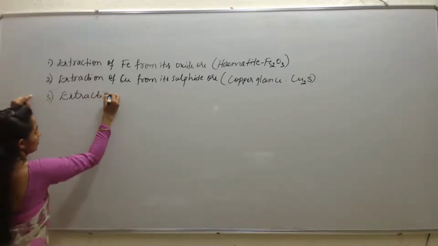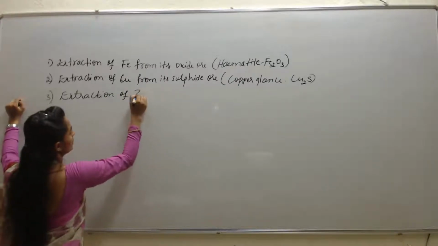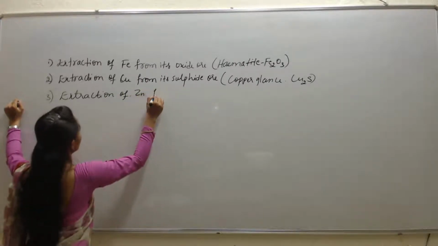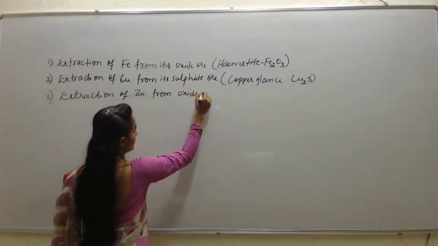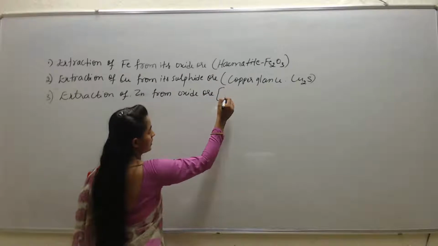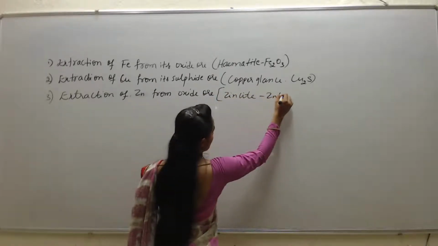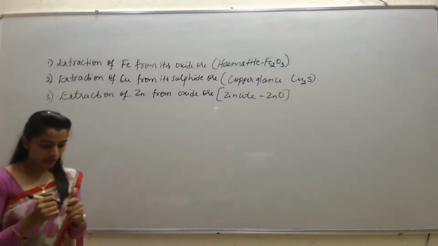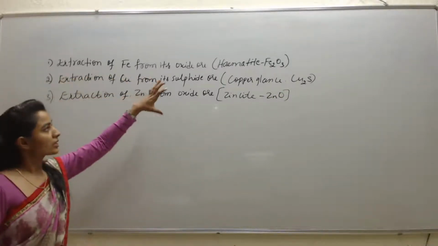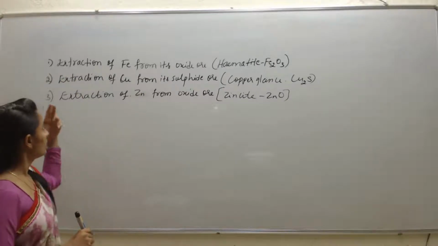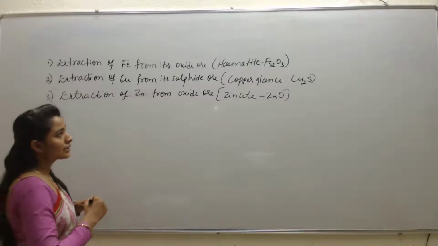The next one is extraction of zinc from its oxide ore, that is zincite. So listen, using thermodynamic principles we explain these three extraction methods: extraction of iron, extraction of copper and extraction of zinc. We will discuss them one by one.